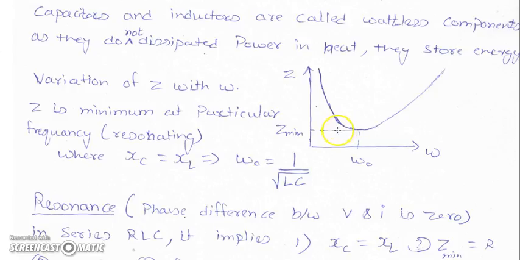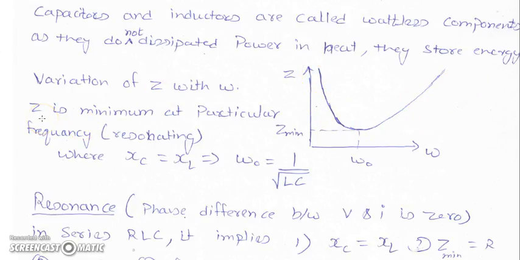As omega approaches 0, XC approaches infinity, and so does Z. And as omega reaches a very large value, XL approaches a large value and so does Z. So we can say the curve should be similar to that. This is not a parabola, this is a non-uniform, non-symmetric curve. I just drew it roughly.